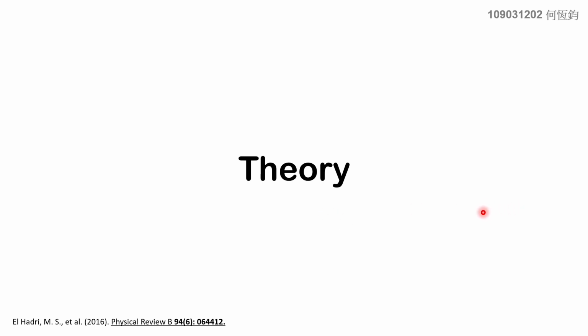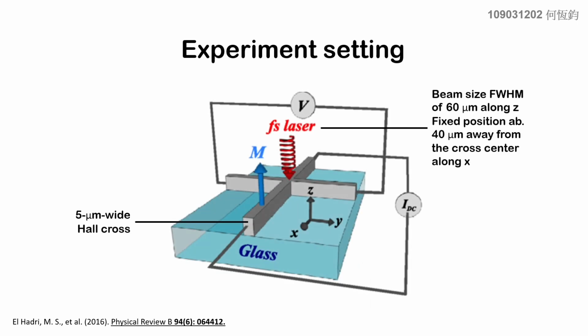Next, I'll be discussing the two mechanisms of all-optical switching. The contents in this part are mainly from the research paper listed at the bottom left corner of the slides for your reference. Here I illustrate the experiment setting of the research. You can see here we have a 5 micrometer wide Hall cross, and a certain size of laser beam is shined approximately 40 micrometers away from the cross center along the x-axis, and our all-optical switching is obtained right in the cross center area.